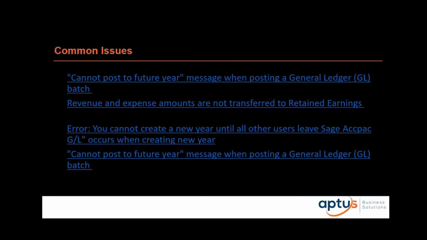Okay. The revenue and expense account amounts are not transferred to retained earnings. That's where we talked about that if you've got your chart of accounts set up incorrectly. We talked about what happens if you've got users in the system. You're not going to be able to run year end. And probably because I get lots of calls about it, I've accidentally doubled that one up on the slide, that you can't post to future years.